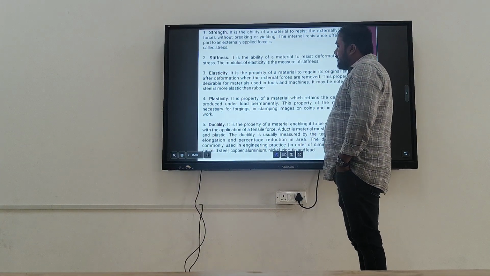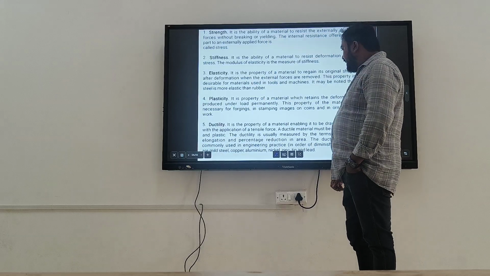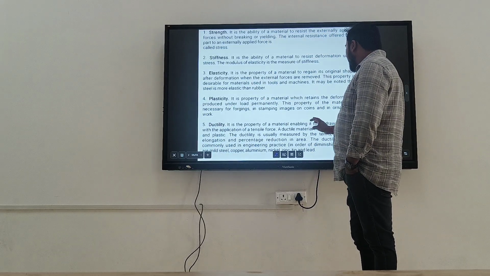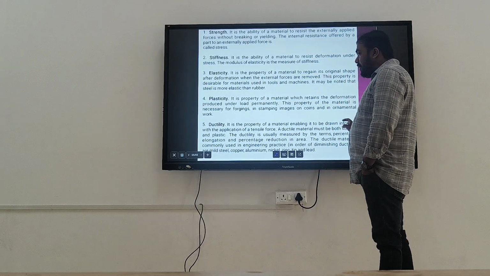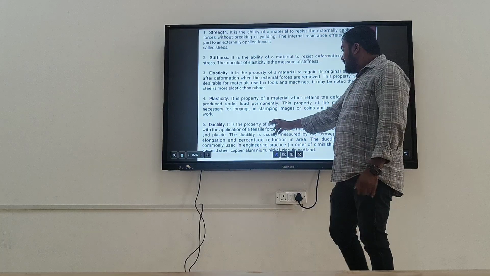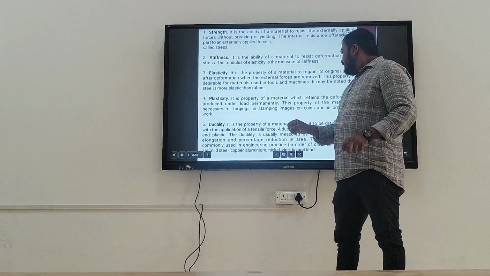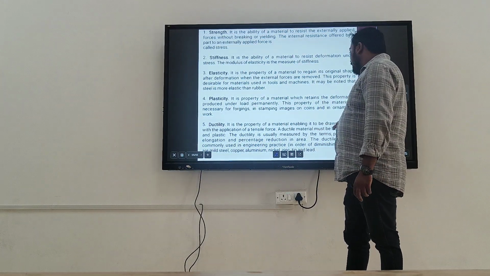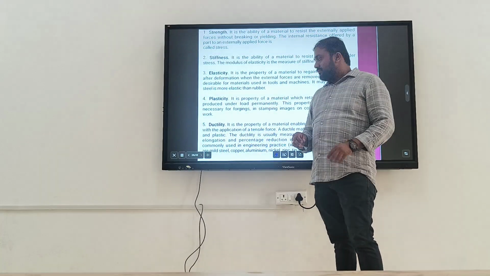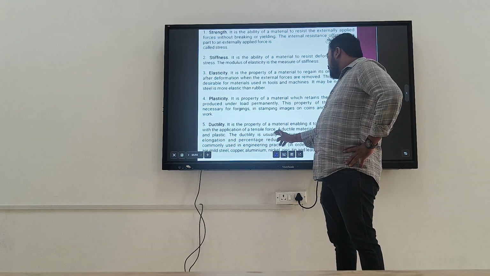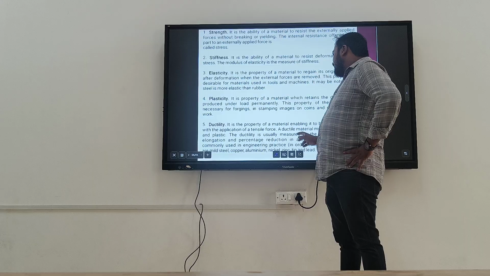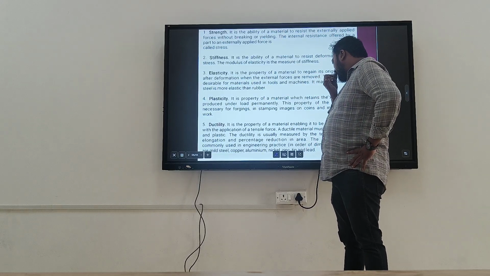Next one is ductility. What is ductility? It is the property of a material enabling it to be drawn into wire with the application of a tensile force. A ductile material must be both strong and plastic. Ductility is usually measured in terms of percentage of elongation and percentage of reduction in area.